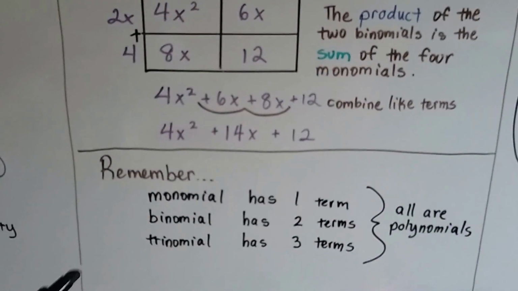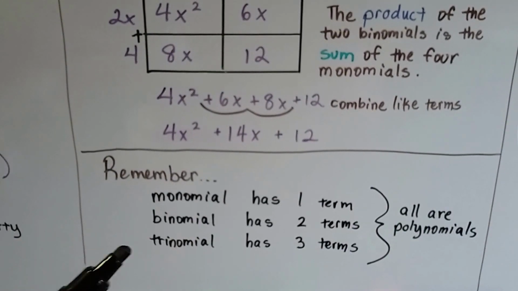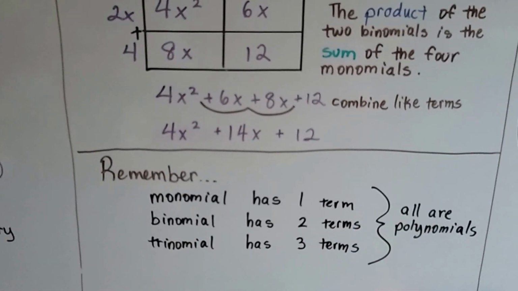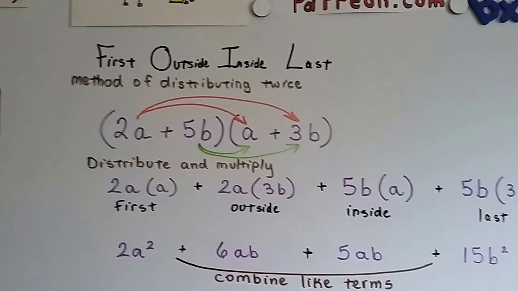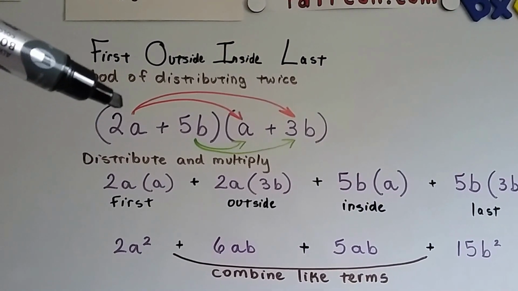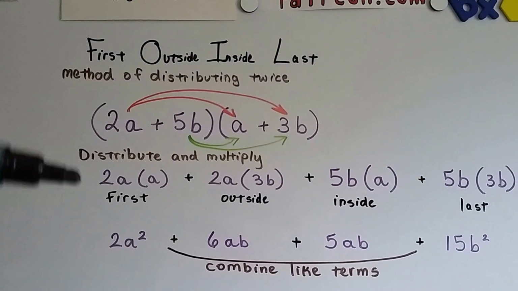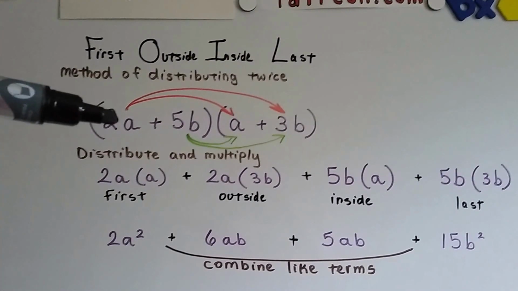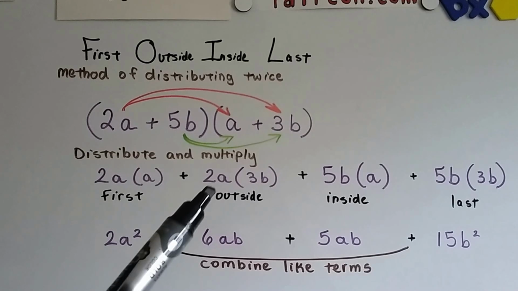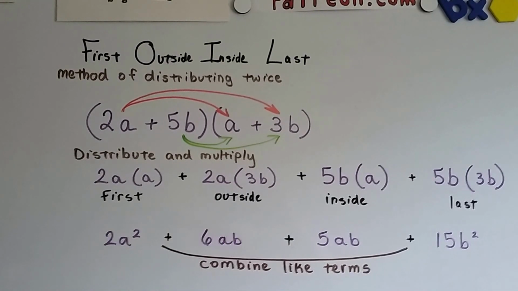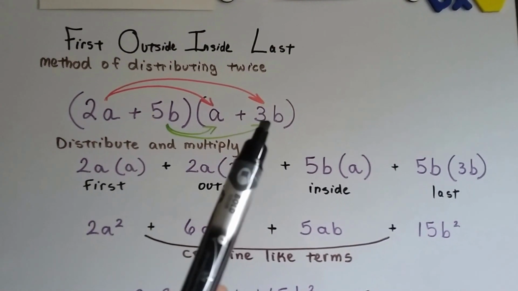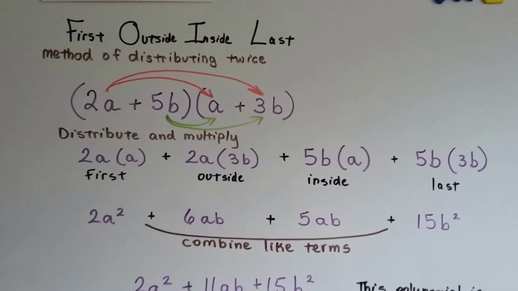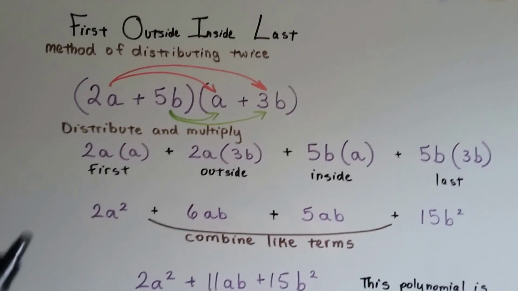See? So remember, monomials have 1 term, binomials have 2 terms, trinomials have 3 terms, and these are all considered polynomials, okay? So using the FOIL, the first, outside, inside, last method of distributing twice, we distribute the 2a in this binomial to the a and get 2a times a, and we distribute 2a to the 3b and get 2a times 3b. Then we multiply the 5b times the a, that's the inside, and the 5b times the 3b, that's the last one. I'm going to put plus signs in between them and we can do the multiplication.